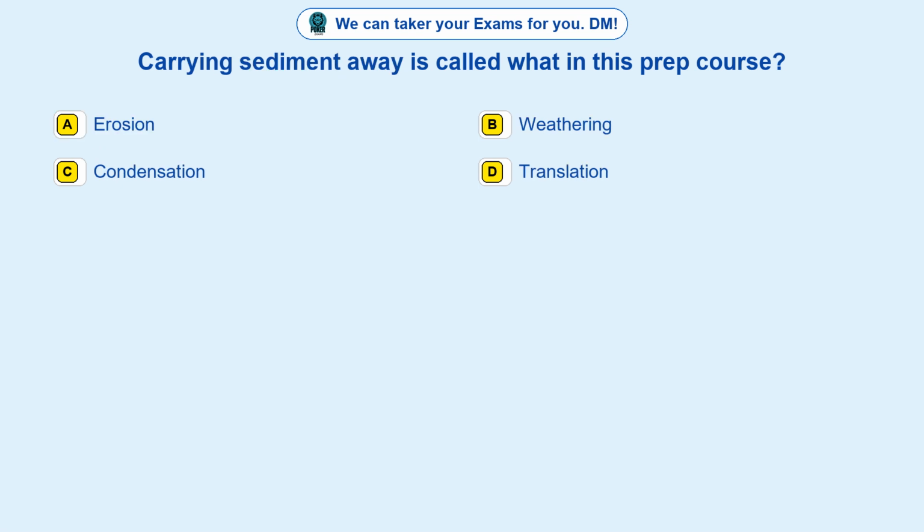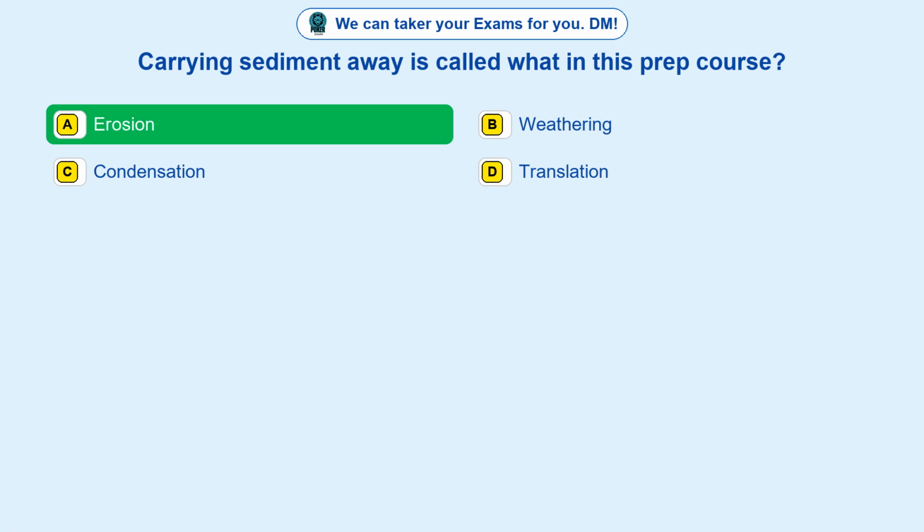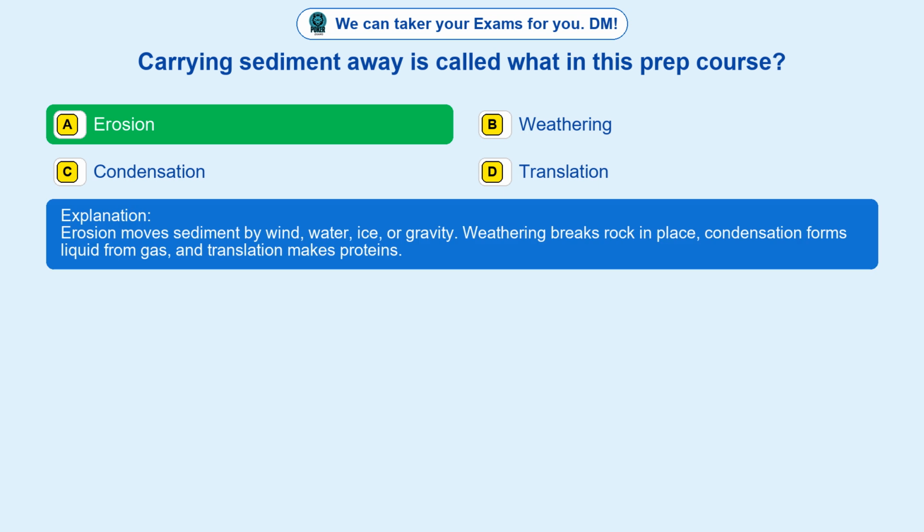Question 82. Carrying sediment away is called what in this prep course? Option A, erosion. Option B, weathering. Option C, condensation. Option D, translation. The correct answer is option A. Erosion. Erosion moves sediment by wind, water, ice, or gravity. Weathering breaks rock in place, condensation forms liquid from gas, and translation makes proteins.